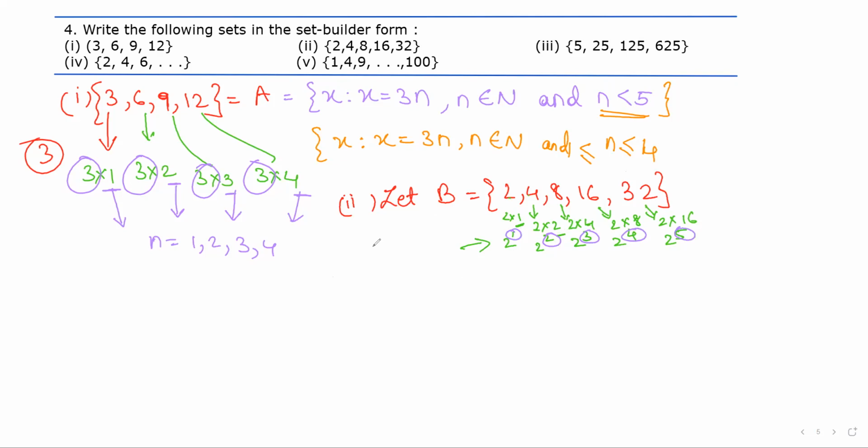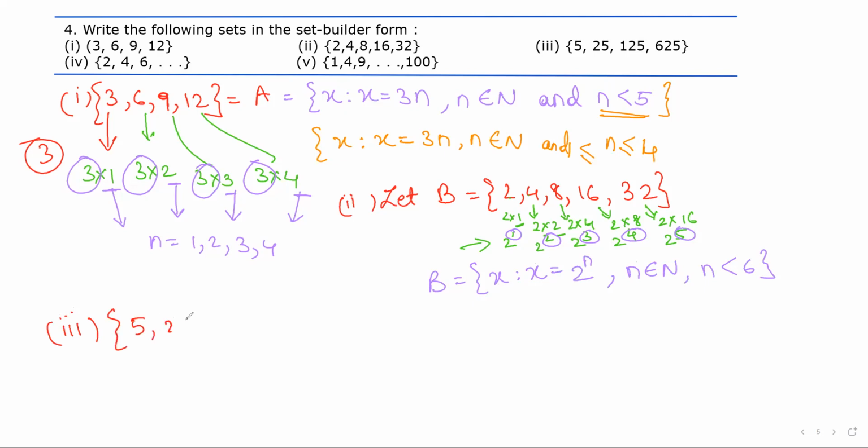So here it can be written as B is a set of all x such that x is equal to 2 to the power n, where the base 2 is common, your power is equal to n, and your n is varying from 1 to 5, such that n belongs to natural numbers, n is at least 1, and n is less than 6. We will keep it as simple and as short as possible.